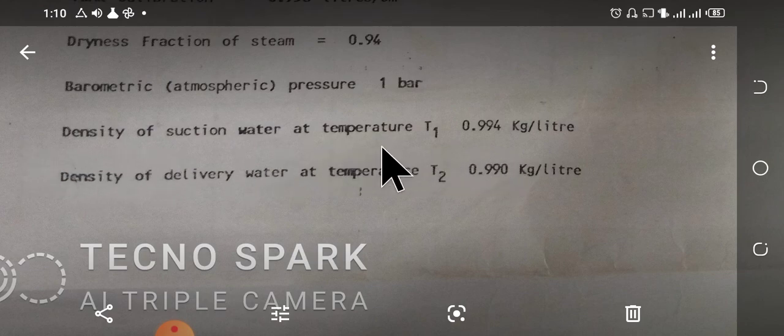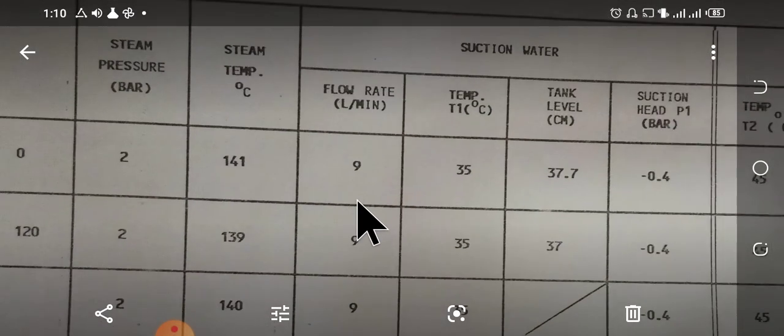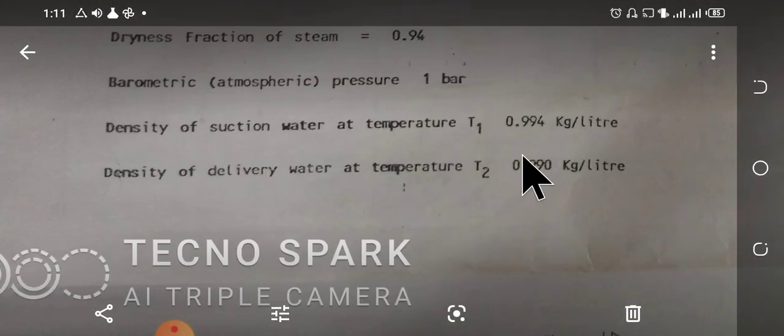Density of water at suction pressure and temperature T1. The density of water is around 1000, but it has some variance with temperature. So initially at 35 degrees centigrade we have a density of 0.994, and at 45 the density of water is 0.990, in kg per liter.